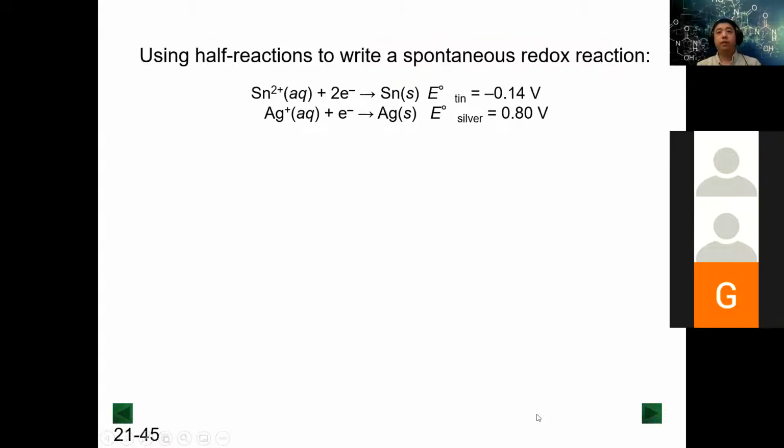So I'm going to give you this information right here. You are given tin and silver. Write this in a form where it will be a spontaneous reaction. What's on the cathode side? What's on the anode side? I'll give you about a minute to do this, and then we'll go through it. Should be quick. And you can also determine the value of my E cell based on this. And make sure the equation is balanced.